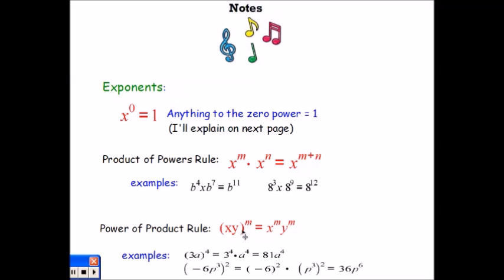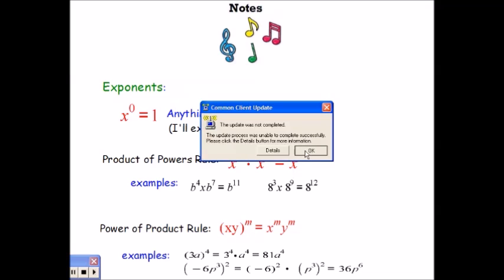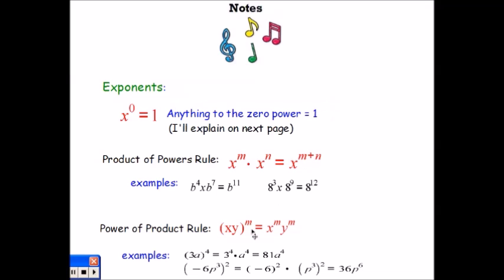We also have the power of a product rule. X times Y, that's a product. It's kind of like we're distributing the exponent, but we're really not. So right here, 3a to the 4th means 3 times a, all to the 4th, so it's 3 to the 4th times a to the 4th. Or this means negative 6p to the 3rd, squared. So we have negative 6 squared times p to the 3rd squared. And we'll talk just a little bit about why this equals p to the 6th.